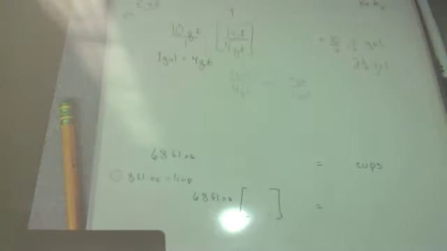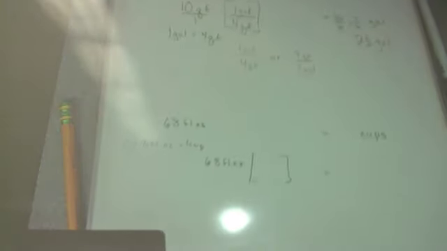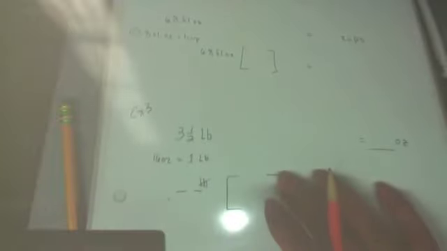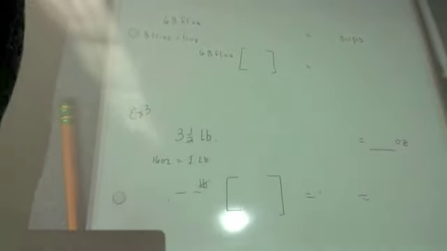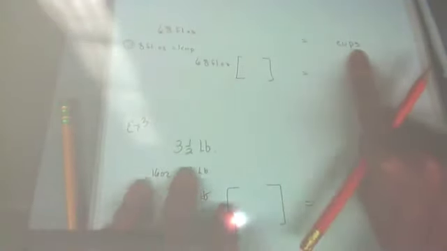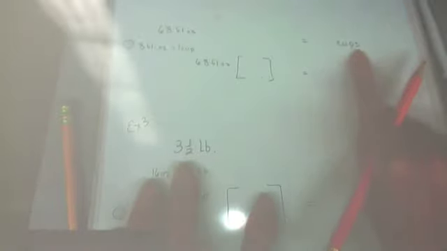All right, let's try another one. I have 68 fluid ounces. Hang on, I gotta just make sure that you guys can see this. 68 fluid ounces. And I want to convert it into cups. So I know my relationship from fluid ounces to cups is 8 fluid ounces is equal to 1 cup. So I rewrote it down here.